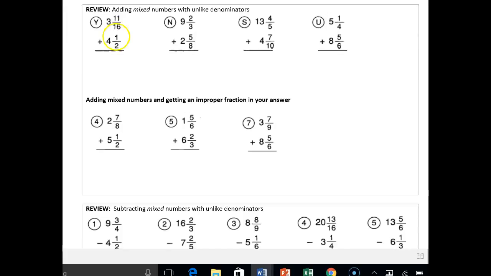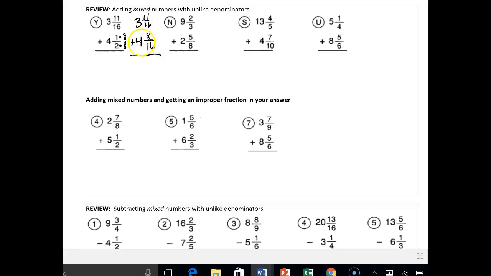So here we go. 3 and 11/16 plus 4 and 1/2. Basically, we're asking ourselves, just like if I were to cover these guys up, how do I make 11/16 and 1/2, how can I add them together? I find common denominators. So I multiply 1/2 by 8 because 2 times 8 would be 16, and then I'll have a common denominator. So 3 and 11/16 plus 4 and 8/16.